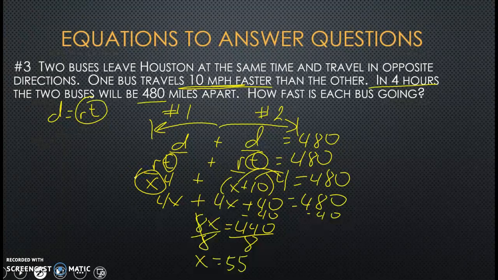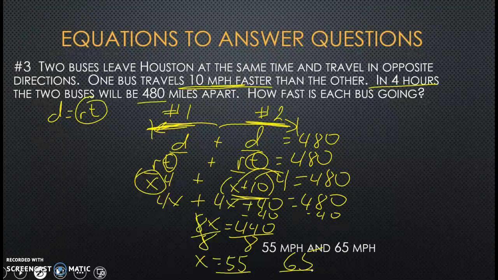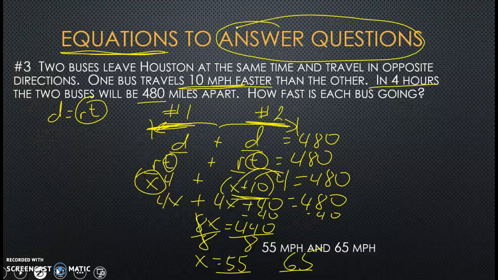That's this one. That's bus number 1. Now we said bus number 2 is the one that goes 10 miles per hour faster. So if I plug 55 in for this X, that's going to be 55 plus 10, which is 65 miles per hour. So the two buses go, one goes 55 miles per hour and the other is 65 miles per hour. And that means that in 4 hours, they're going to be 480 miles apart. So not only are we solving equations, but here we're writing an equation so that we can answer specific questions.